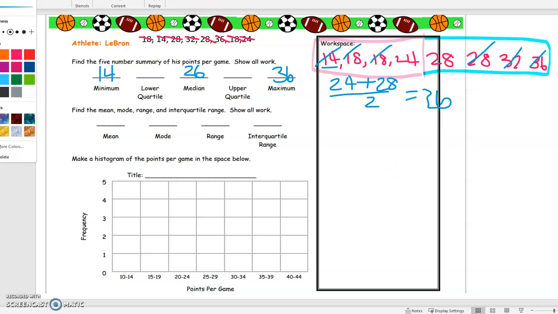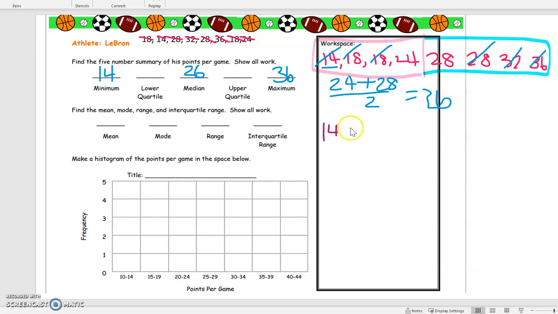So I'll use that information to set up my lower and upper quartiles. Lower quartile means take the smaller half of your numbers, so 14, 18, 18, and 24, and find the new median of those. So if I cross off, again, because I have just 4 numbers, I end up with 2 in the middle. Since they're both 18, the lower quartile will be 18.